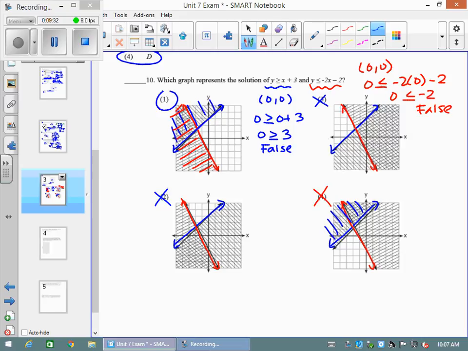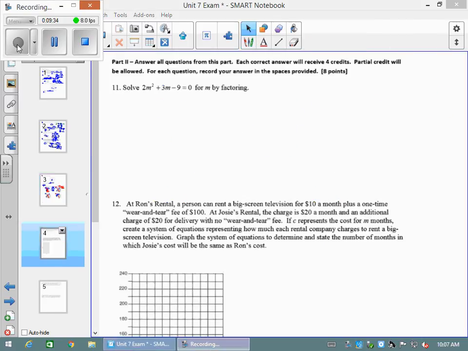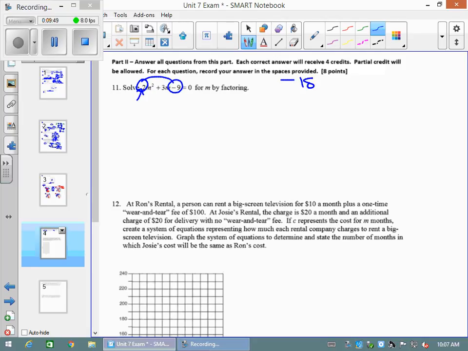Okay, taking a look at question 11, you want to solve by factors. You should notice the coefficient of the m squared is 2, which means you're going to have to solve by tricky trim. So for tricky trim, you're going to multiply the coefficient of the squared term times the constant term, like negative 18. So we're trying to think of factors of negative 18 that add up to the 3. So it would be 6 times negative 3.